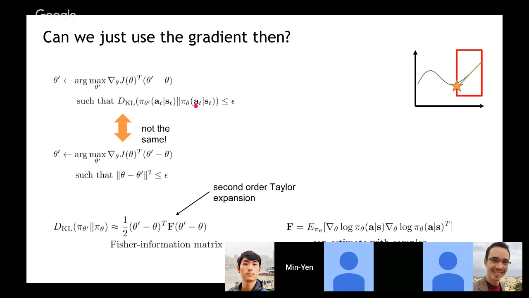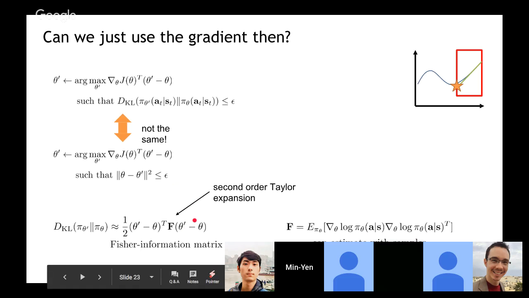So since these bounds are not the same, we want to try to make it comparable. When we take a better step in theta space, we also have to try to not change pi drastically. So to make it comparable, we do this analysis.